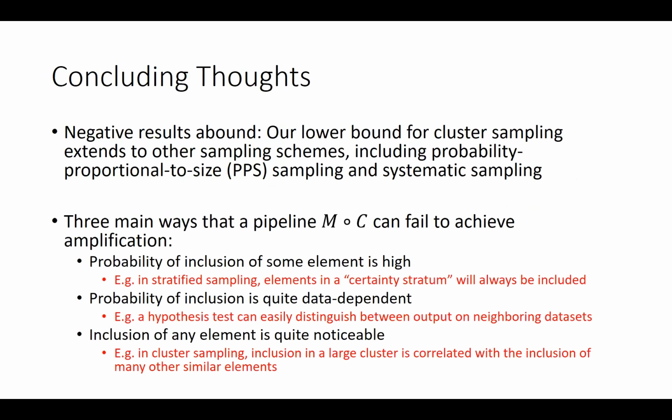We identified a couple of general ways in which this entire pipeline can fail to achieve amplification. There are situations where it is certain that some element is going to be included in your sample, in which case privacy for that sample is not going to amplify. There are settings where inclusion is extremely data dependent. The function used to choose a number of subsamples might be highly sensitive. Or there are other settings, like cluster sampling, where secrecy of the sample doesn't happen because membership is invertible.